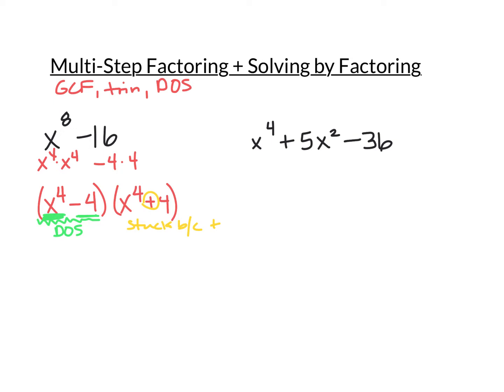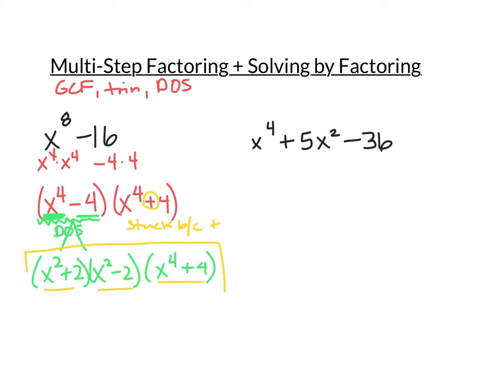But the one that is difference of squares, I can actually break that down again, and it's going to become, this time, x squared plus 2 and x squared minus 2. And then the one that does not break down, I'm just going to copy again, x to the 4th plus 4. And now I'm just going to check one more time that none of them are difference of squares. Obviously, the addition ones are stuck. And this one in the middle is subtraction, but the problem is that 2 is not a perfect square. So because all of them are at their stopping point, I have now completely factored out that question.